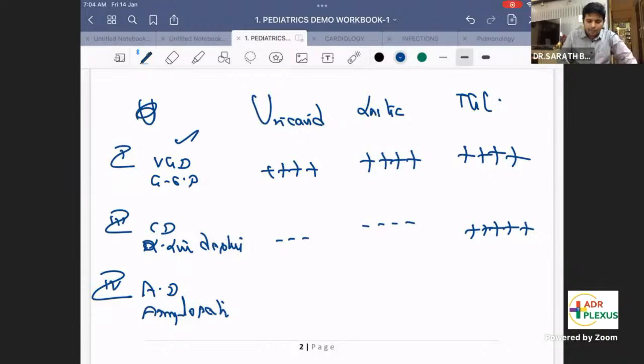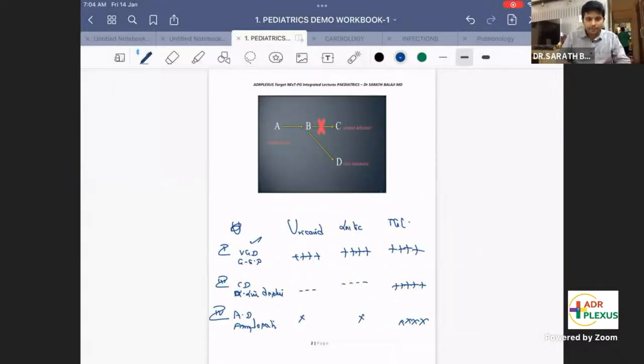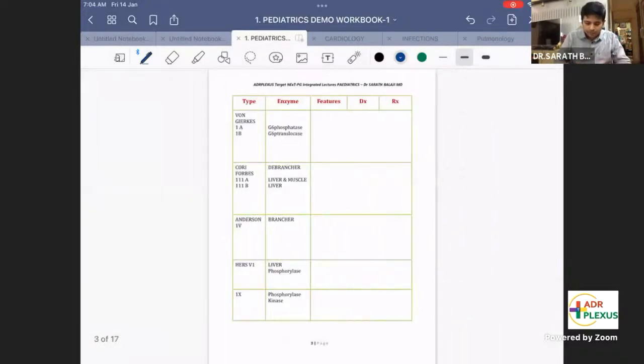But amylopectin is neither converted to uric acid, nor lactic acid, nor triglycerides. So everything will be normal, but there will be frank cirrhosis.